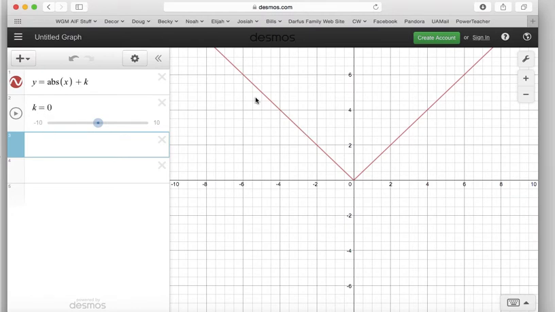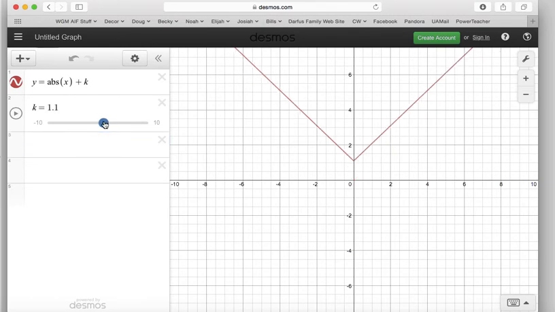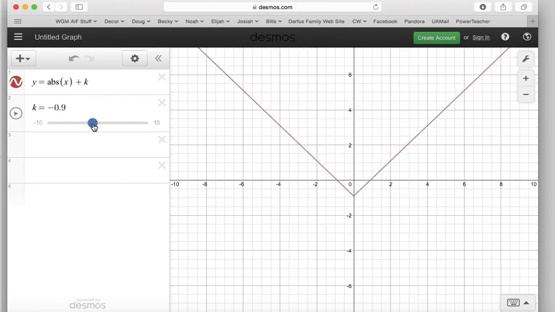So this would be the absolute value of x, just like before. But as we change k, if we move it to 1, or to 2, or to 3, or to 4, notice the V is going up. And as I make it smaller, the V goes down.